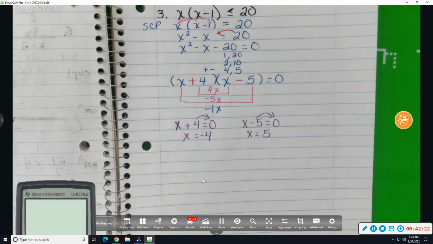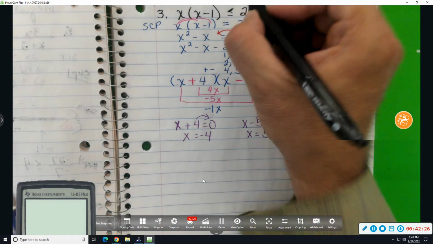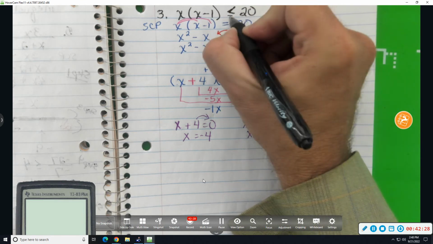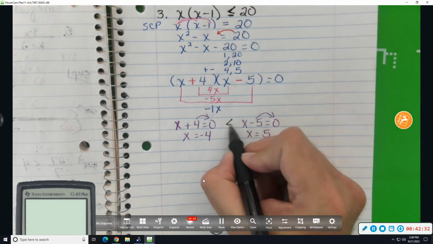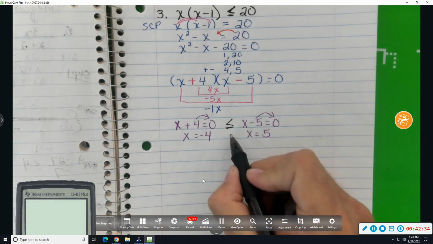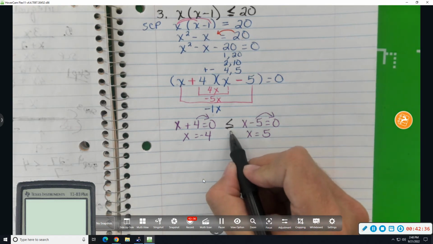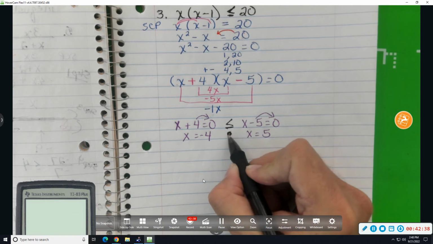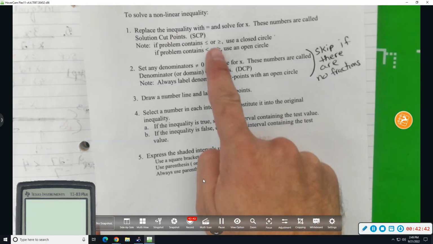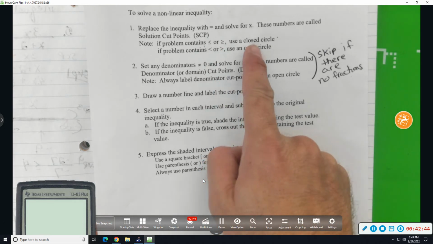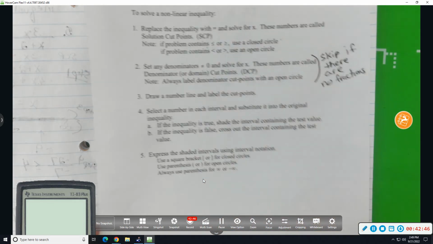Now, oh gosh, my ink smeared here. I guess I did that. That's a less than or equal to. So what are we going to put? Open or closed circles? Closed, okay. If there's an equal sign on it, use closed. If there isn't, use open.